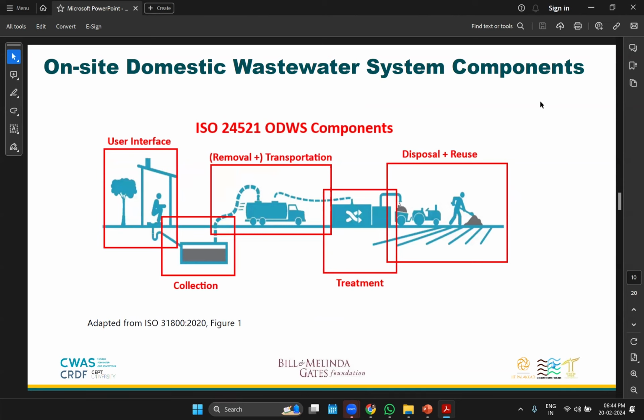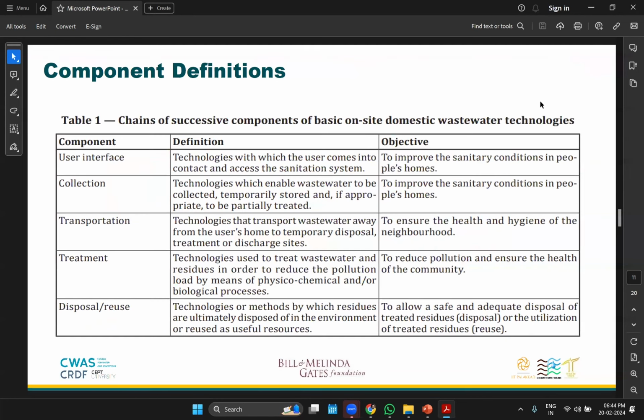This slide was previously shown in Mr. Cate's presentation. And the next table will show the standards and definitions and objectives of each of these components. Next slide, please. This information for the component definitions and objectives is very complete. As Mr. Cate mentioned, removal will be included within the transportation aspect shown, and therefore in the new standard, and is not listed in table 1. With most of these systems, removal will occur as part of the transportation process. As noted, this is adapted from ISO 31800, the 2020 standard.